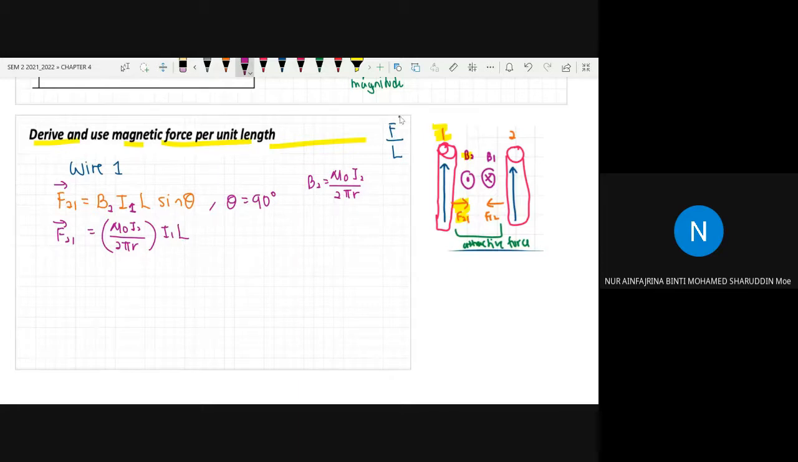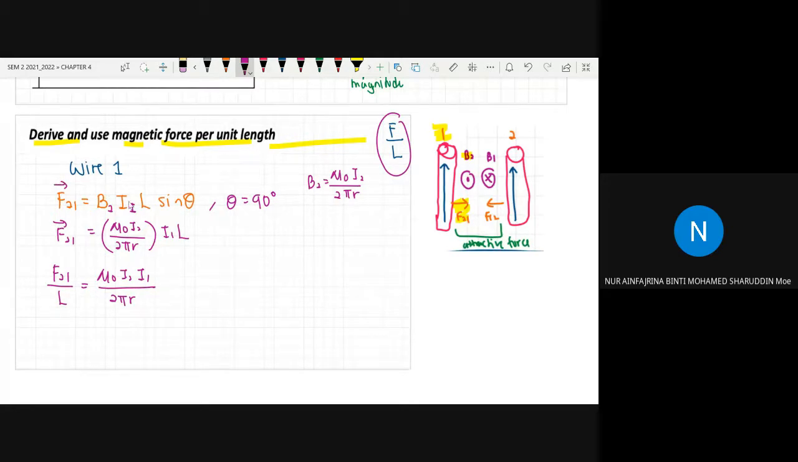So Miss nak cari apa? Miss nak cari force over length. Jadi awak akan dapatlah F21 over length equals to mu naught I2 I1 over 2 pi R. That's all. So macam mana Miss buat?